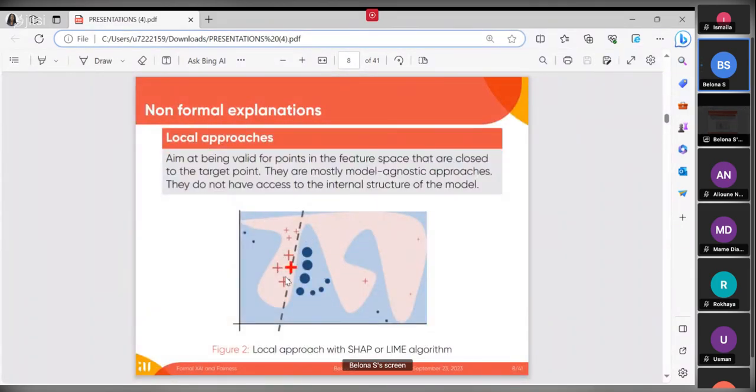Local approaches help us understand what is going on. We don't necessarily understand the entire decision making process, but at each point, at each locality in our decision making process, we are looking for a good explanation for a particular point. This is how local approaches work.